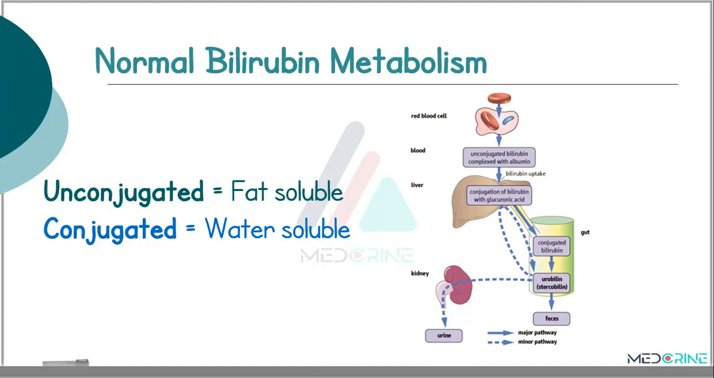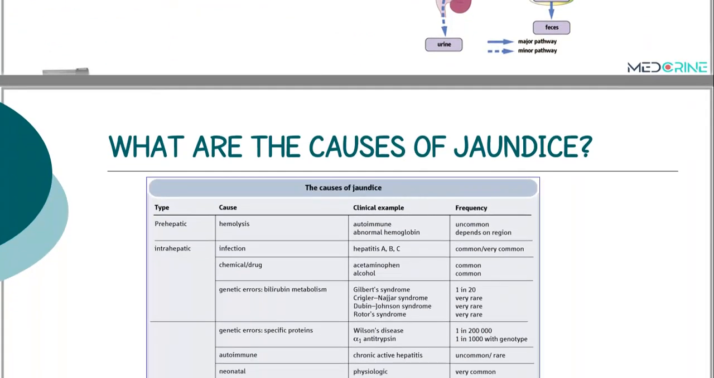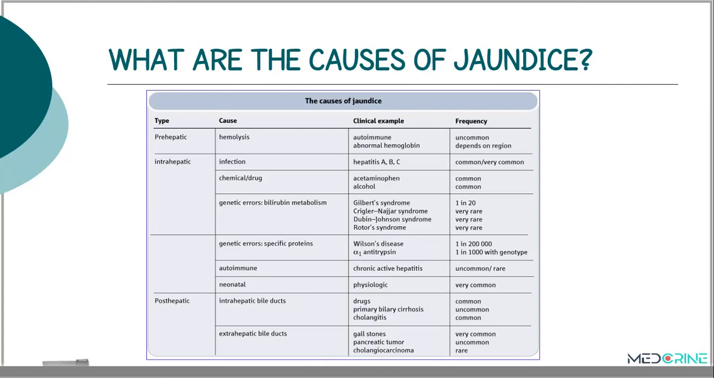And normal bilirubin metabolism involves conjugation of this bilirubin by the liver, whereby conjugated bilirubin becomes water soluble, and on the other hand, unconjugated bilirubin is fat soluble. So what are the causes of this jaundice? For jaundice, we classify its causes into three parts: the prehepatic, intrahepatic, and posthepatic.